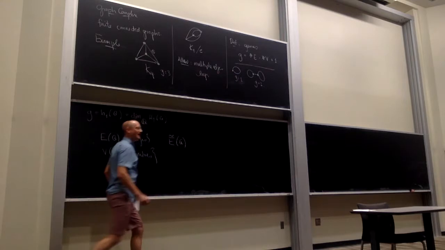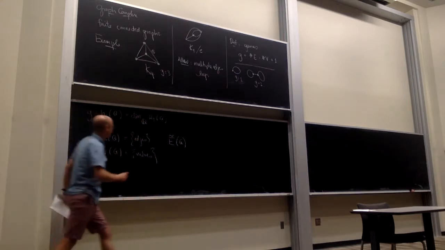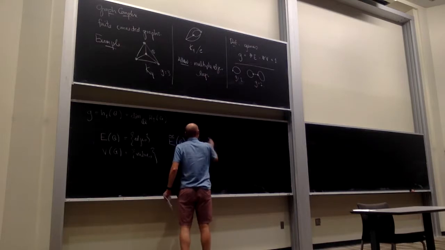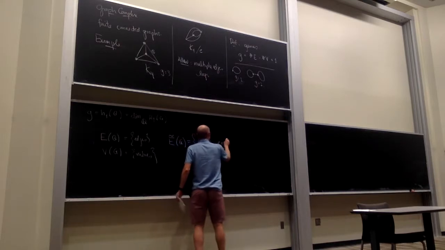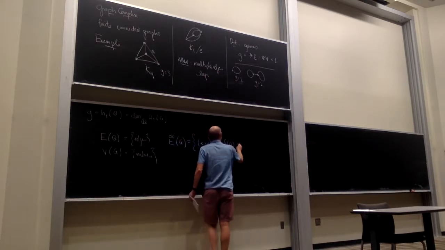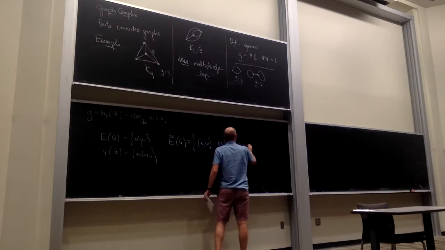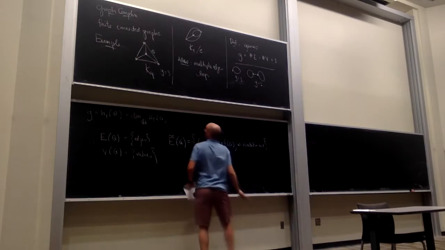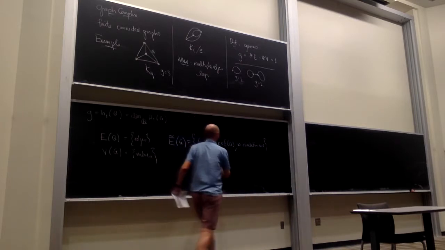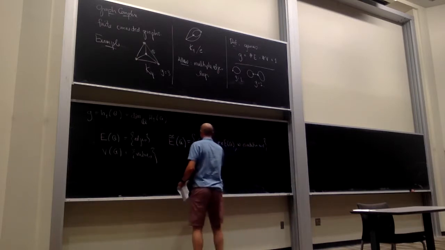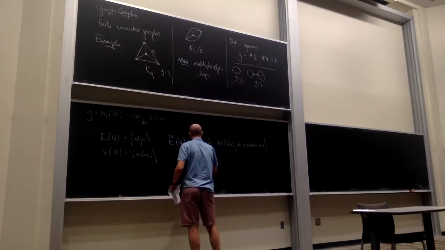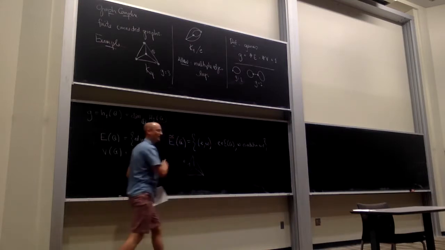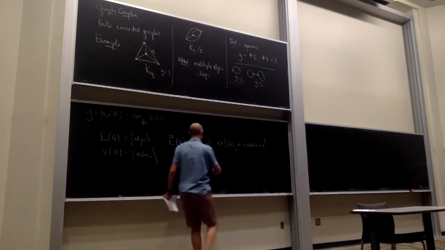So instead, we look at a bigger set. This E twiddle of G is the set of pairs (E, omega), where E is an edge and omega is an orientation on E. So if this were our edge E, then we could put one orientation on it.